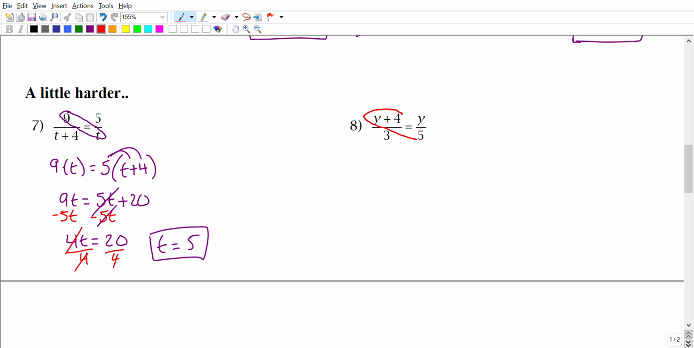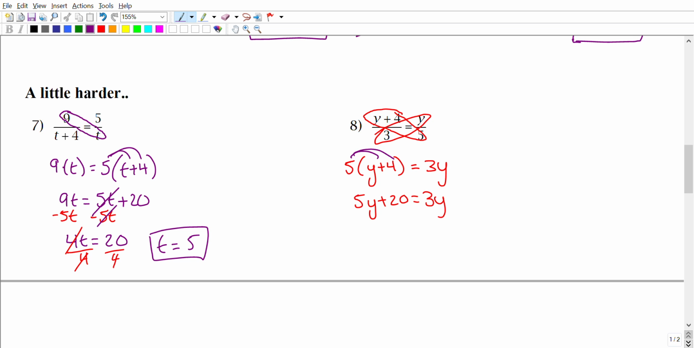y plus 4 times 5, and I'm actually going to write the 5 first so I can distribute the y plus 4, and then I'm going to have 3 times y. Okay, so I'm going to distribute my 5 to both of those terms, so 5y plus 20 equals 3y. Can't combine any like terms, however, I do have variables on both sides.